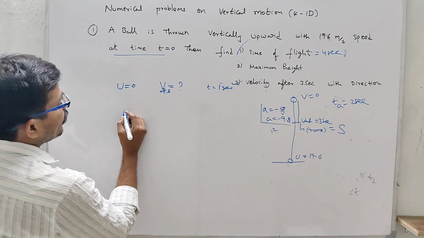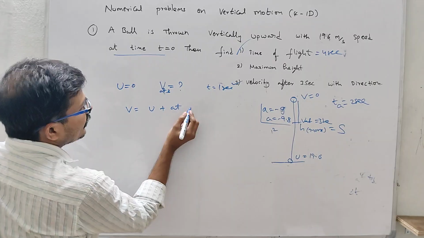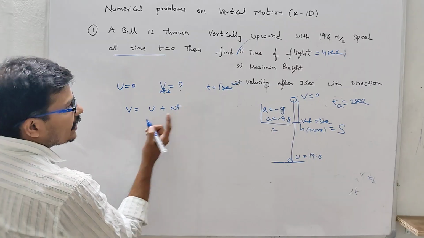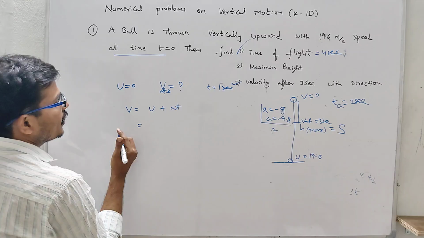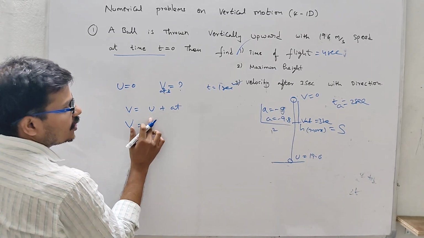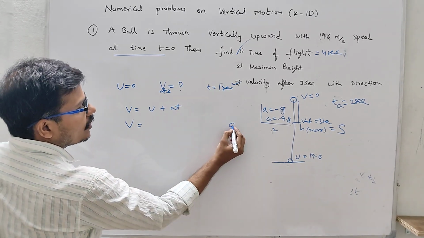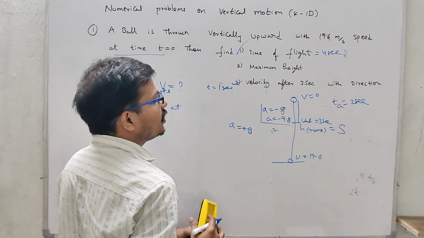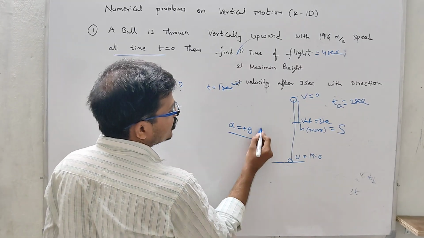So now V is equals to U plus AT. Same formula as for the first question, used here also. But here we have to find the final velocity at 3 seconds. Initial velocity is 0, so neglect it, we don't need to write it here. When it is coming downward, acceleration should be positive. This is the previous question. Okay, when it is coming downward, acceleration should be positive.